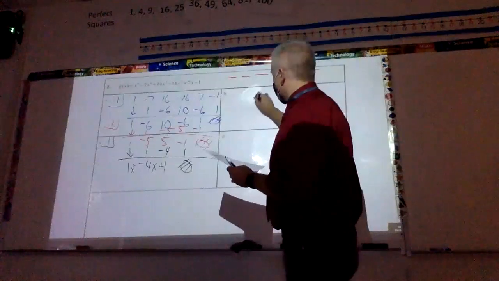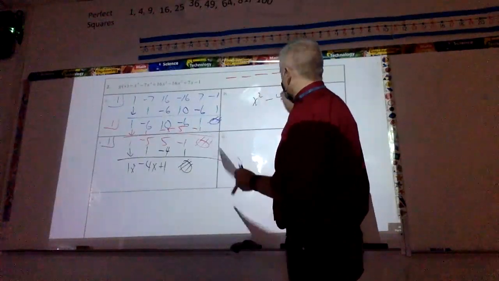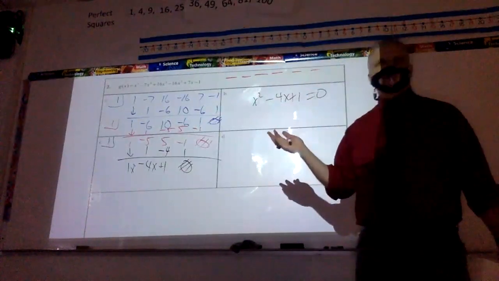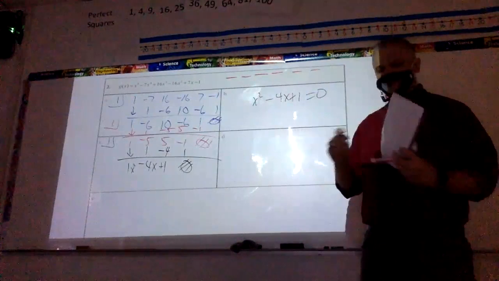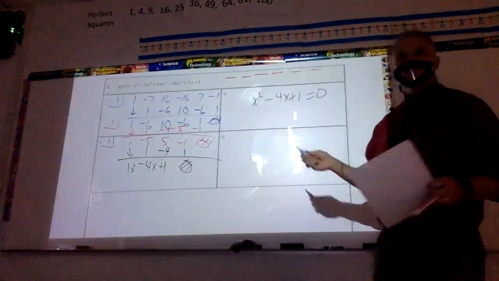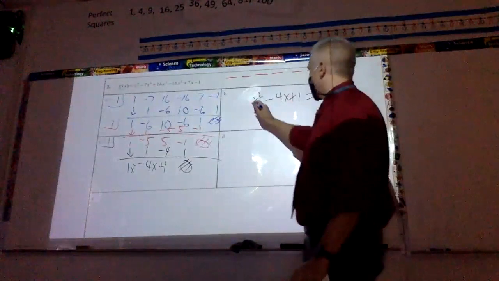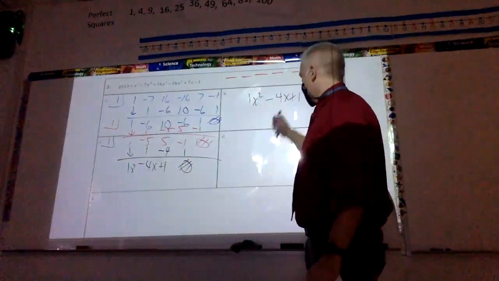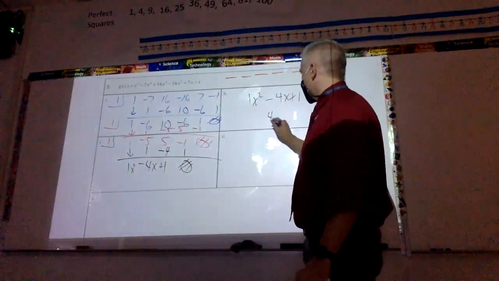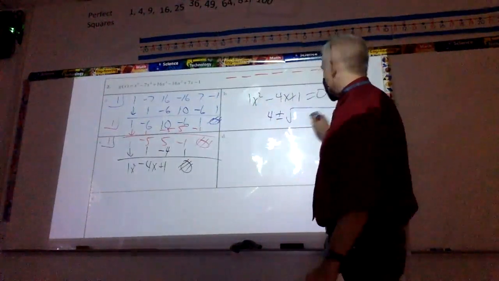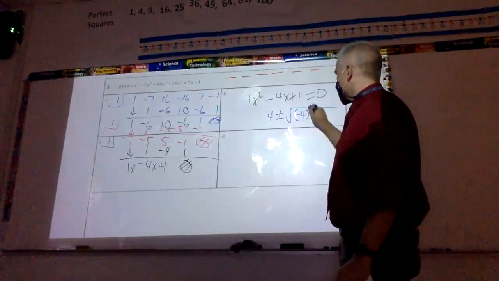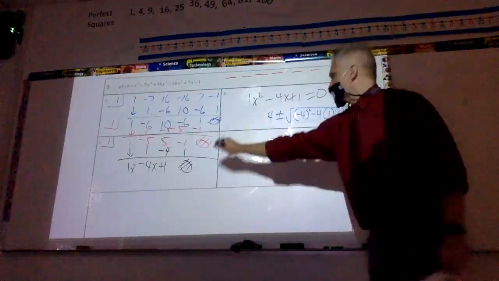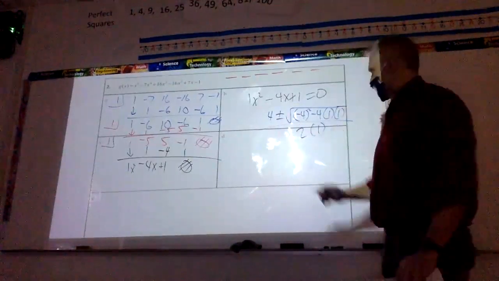So, x squared minus 4x plus 1, set it equal to 0. Obviously, it's not factorable because we know these are irrational. If it's rational, we factor. If it's not rational, we use the quadratic formula. So a is 1, b is -4, c is 1. We've got the opposite of b, so positive 4, plus or minus the square root of b squared minus 4 times a times c, all over 2a.